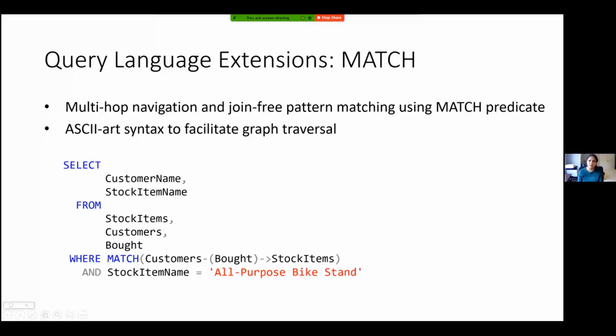We always go from one node to another via an edge. You can never go from node to node directly. You need an edge in between. And the arrow here in the MATCH syntax signifies the arrow of the edge. So a graph in SQL is a directed graph, which means each edge has a direction.